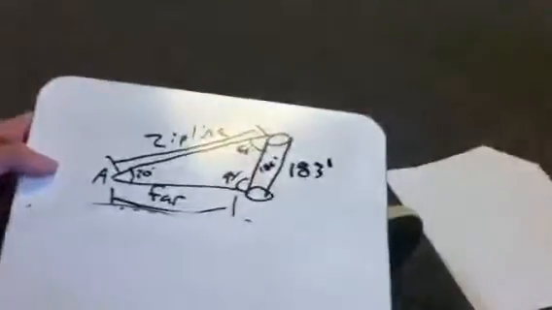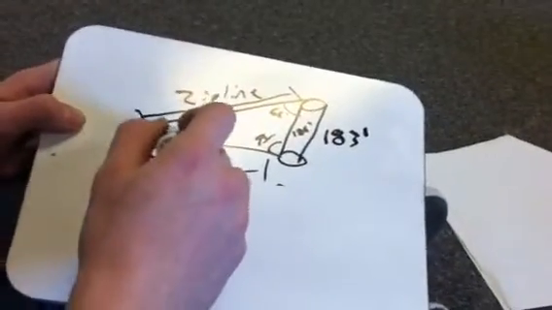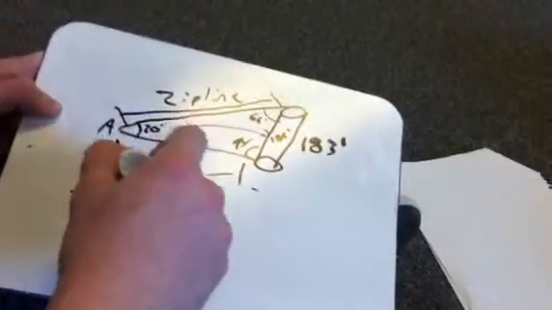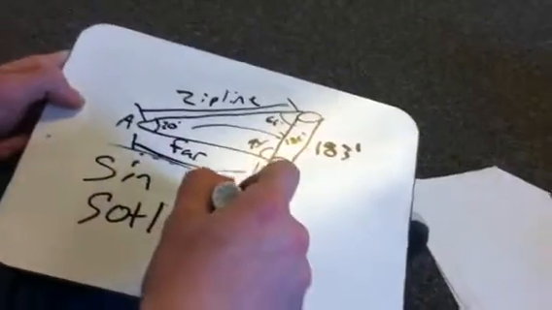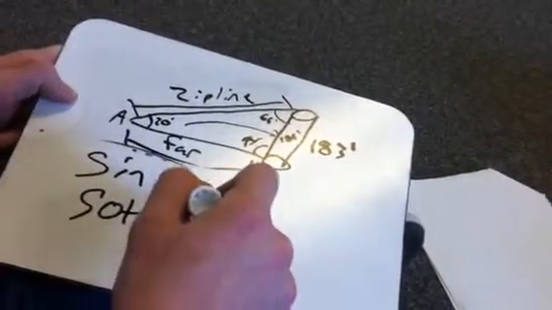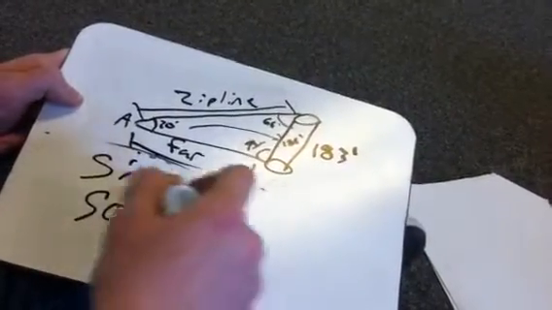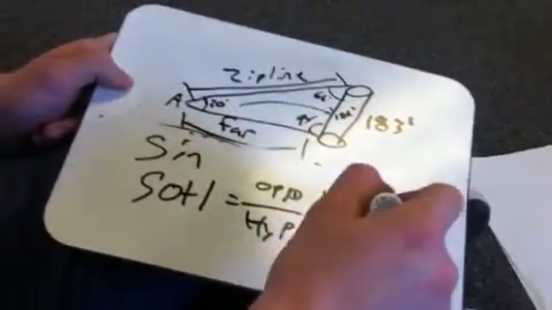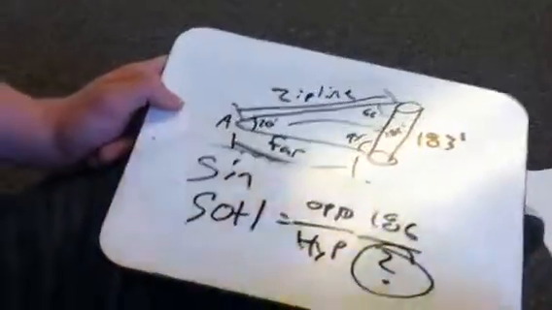And the way we figured that out was when you have the sine of 20 degrees, which is opposite, because sine is SOH, opposite over hypotenuse. And we know the opposite, which is 186, but we don't know the hypotenuse. So we have to figure out the hypotenuse.